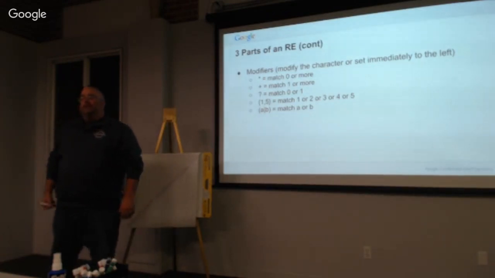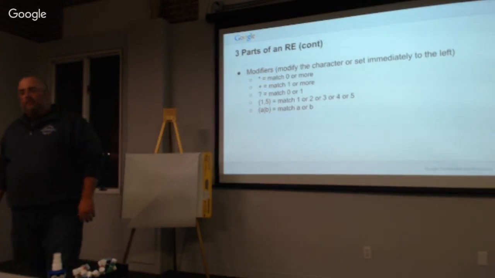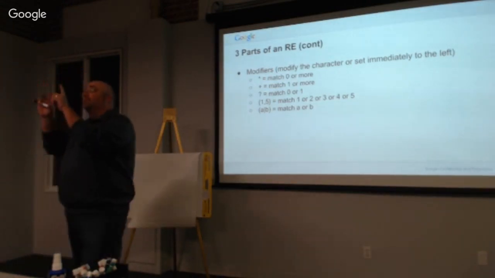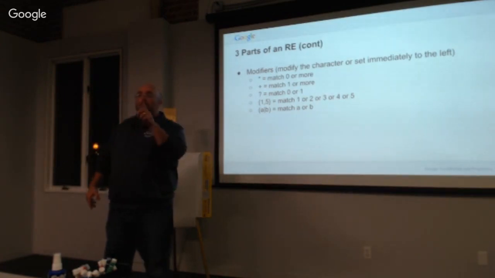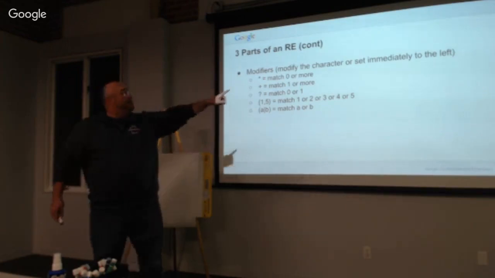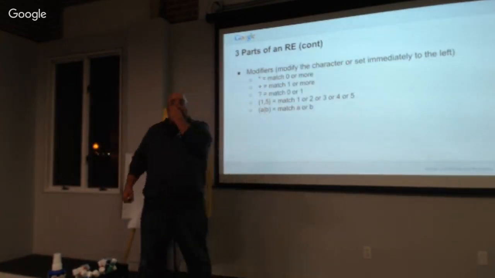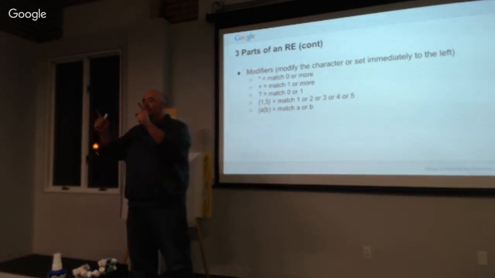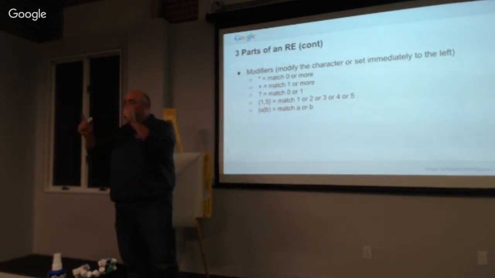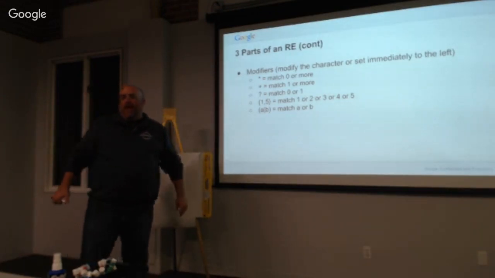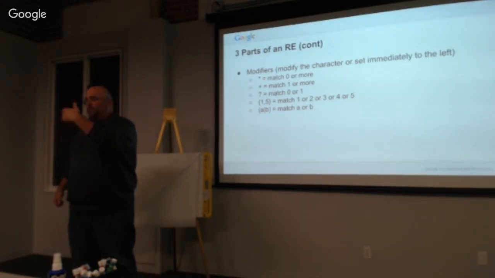This is a little weird because this kind of looks like a set, right? In that it's an or. But remember, these are modifiers. These are not characters themselves. Every time you type one of these, it's modifying the thing immediately to its left. That's it. It has no definition by itself. Never will. It's always modifying the thing to its left. So this means match a set from 1 to 5.